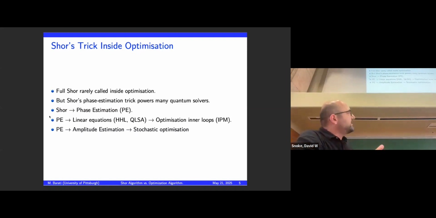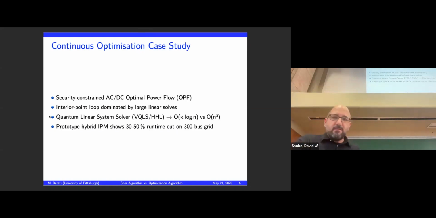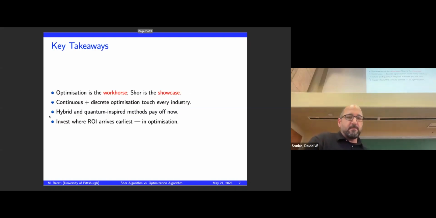Phase estimation also has another application in amplitude estimation and stochastic optimization as well. So you can see the different list of applications in continuous optimization. We successfully ran the IPM, interior point method, inspired quantum computing for the 300 bus test system. We usually got 30 or up to 50% runtime cut and speed up.